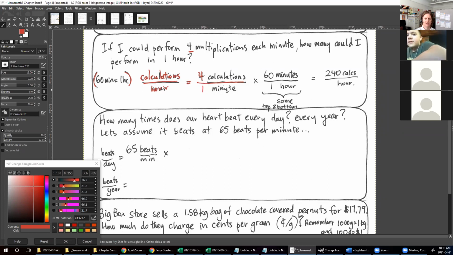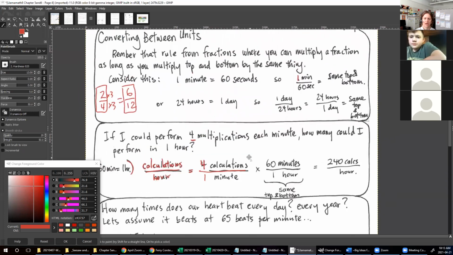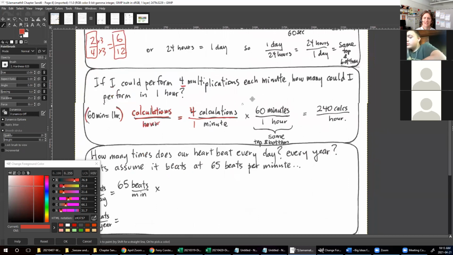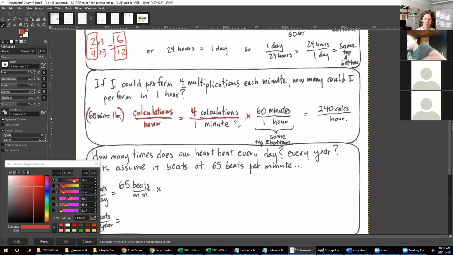So what can I do? Well, let's go back to this rule where I can multiply the top and the bottom by the same number. But instead of the same number, it's the same value. Because I have minutes on the bottom here, I'm going to want to multiply by minutes on the top so that they cancel. The bottom cancels out the top. And I'm going to show you that. So again, I'm going to multiply by 60 minutes, which is the same thing as 1 hour.